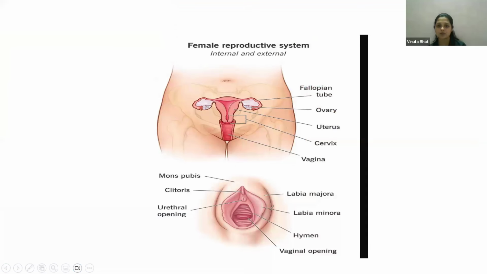So this outermost layer is the labia majora, and this is the labia minora, and this opening is the vaginal opening, and the thin layer that covers the vaginal opening is called the hymen, and this is called the clitoris, and this region is called the mons pubis. That is the female external genitalia.